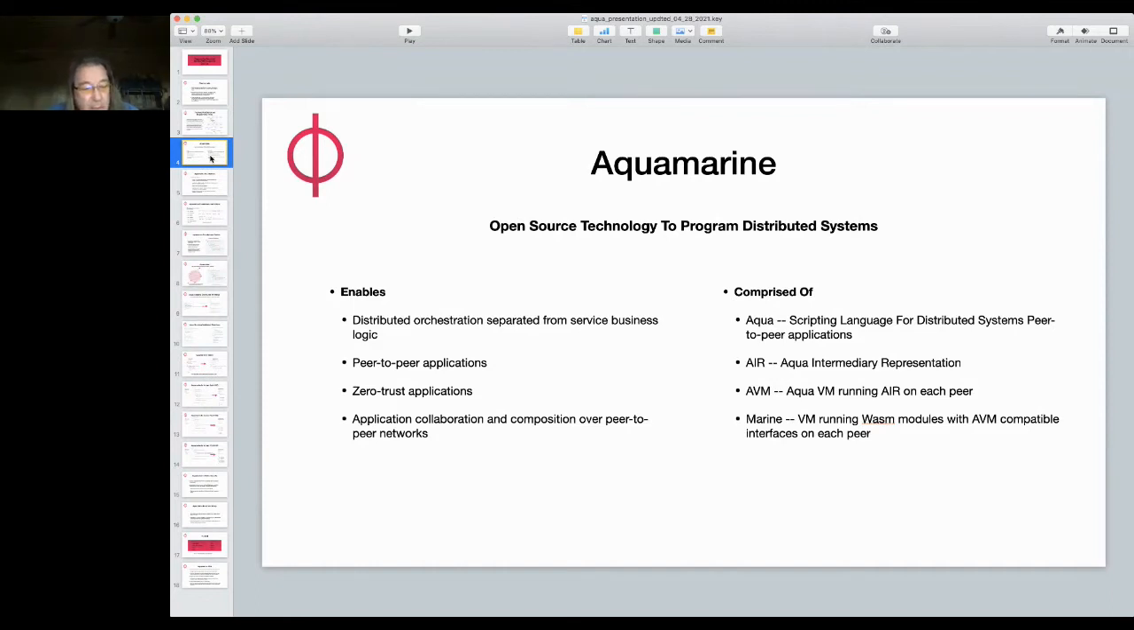The other major attribute of Aquamarine is, from a design perspective, it has zero trust applications as a first-class citizen. And by zero trust, basically you have to authenticate and authorize at every step. There are no exceptions. There is no carryover. There is nothing for free. And that really gives you application collaboration or composition over peer-to-peer networks.